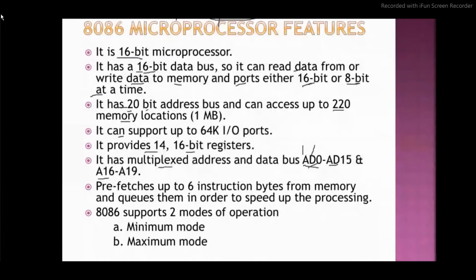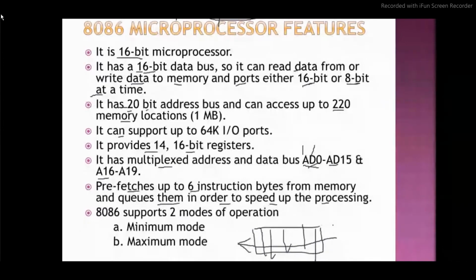Okay. Along with this, the 8086 microprocessor also has a 6-byte instruction queue. It can fetch up to 6 instruction bytes from memory, and it queues them in order to speed up the processing. Okay, such a queue is there. An instruction is just saved in this 6-byte instruction queue.